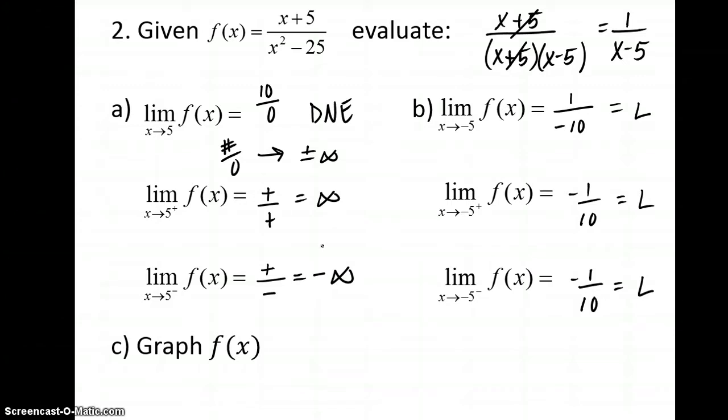Now when we look at the graph of this function, we've simplified the function into 1 over x minus 5. So this is what we've talked about, functions agreeing everywhere except one point.